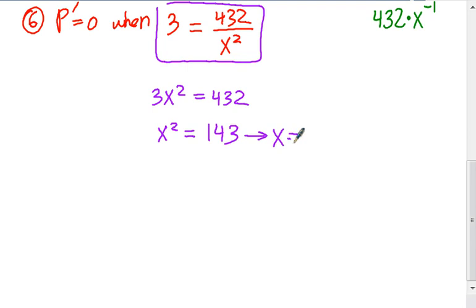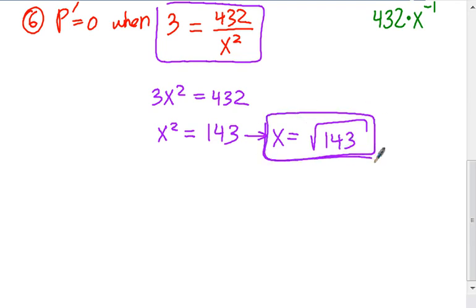Ordinarily we'd want the positive square root and the negative square root, but we know x can't be negative, so we'll just ignore that. And we'll say that's our answer. So this is one of the critical numbers, in fact the only critical number of this function. Well, I guess there are 2 critical numbers, it's just that we're ignoring one. So there's one relevant critical number.